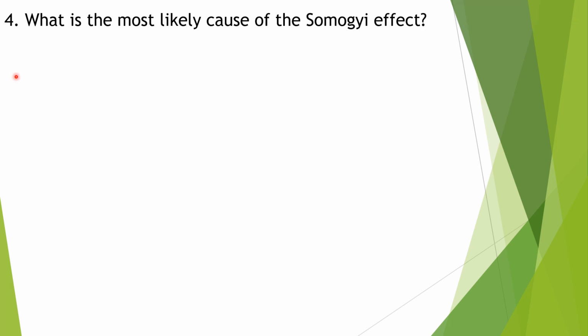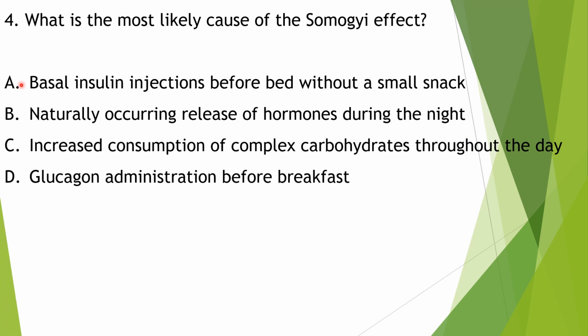What is the most likely cause of the Somogyi effect? Basal insulin injections before bed without a small snack, naturally occurring release of hormones during the night, increased consumption of complex carbohydrates throughout the day, glucagon administration before breakfast. So the Somogyi effect is caused by the basal insulin injection before bed without a small snack.